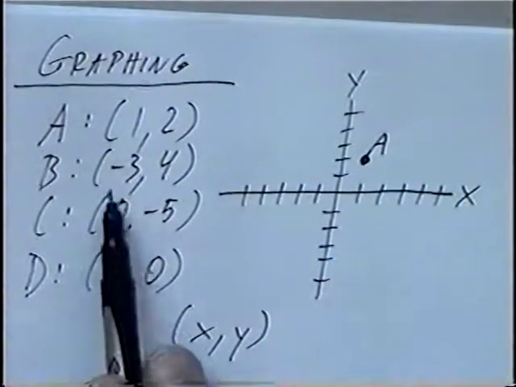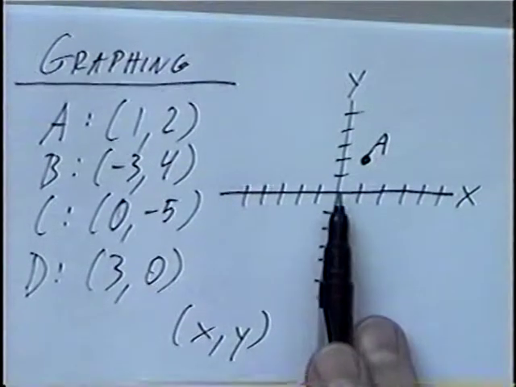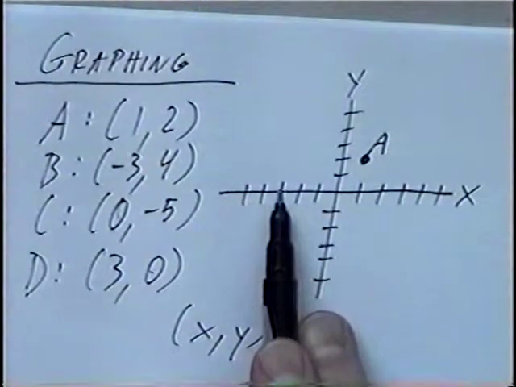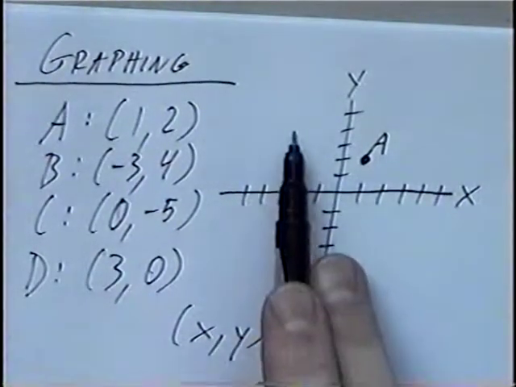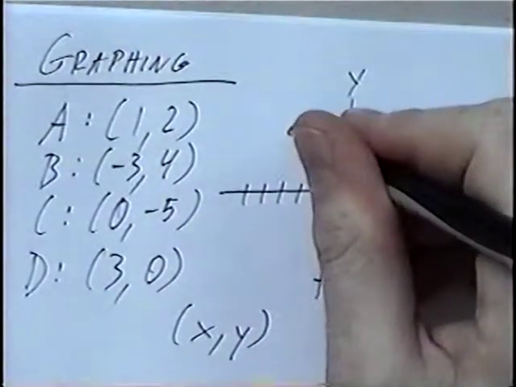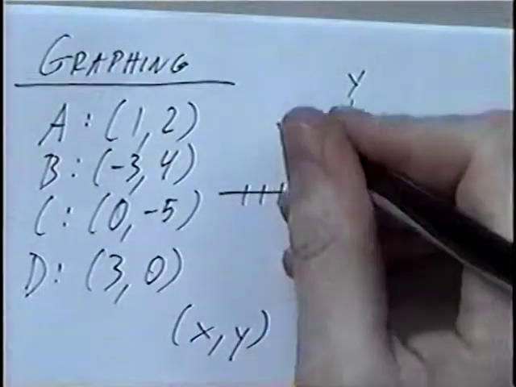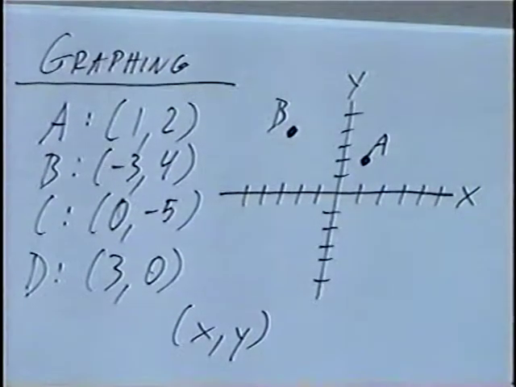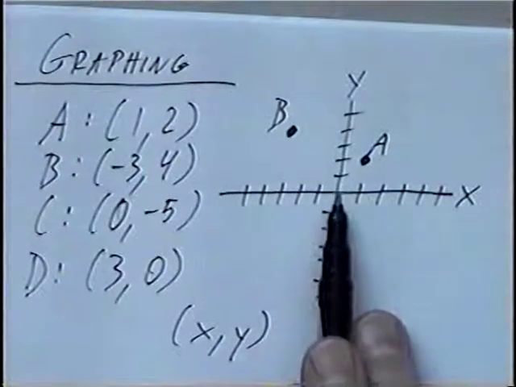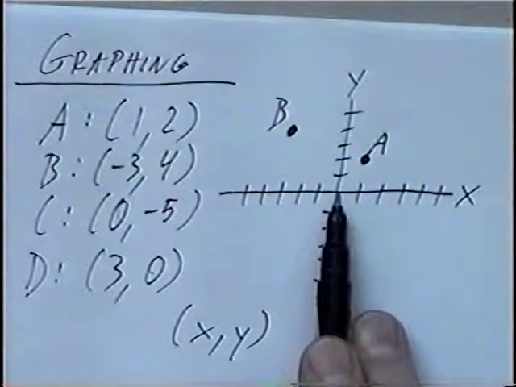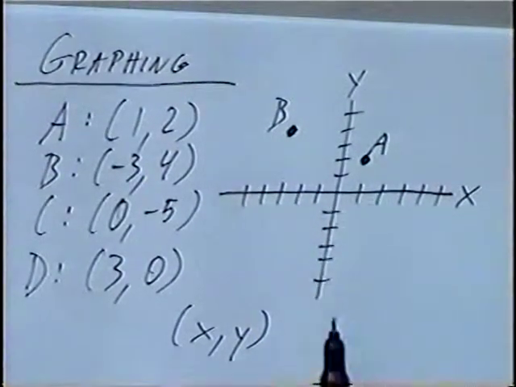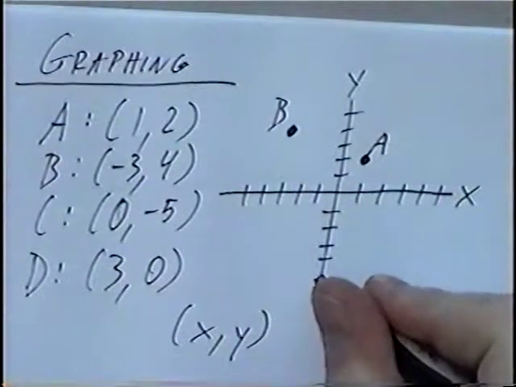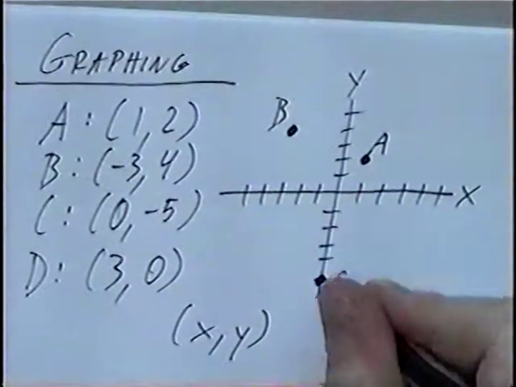Second point, (-3, 4). -3 goes in the left direction for x, and +4 would go 4 spots up. And we can label that B for point B. The third point, (0, -5). If x is 0, it stays in the middle, and -5 means we'll go 5 spots down. And we can label that point C.